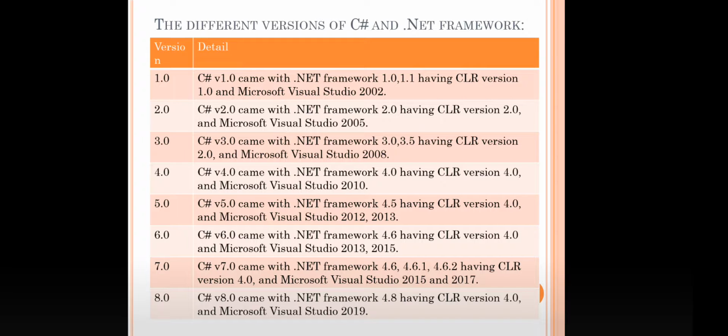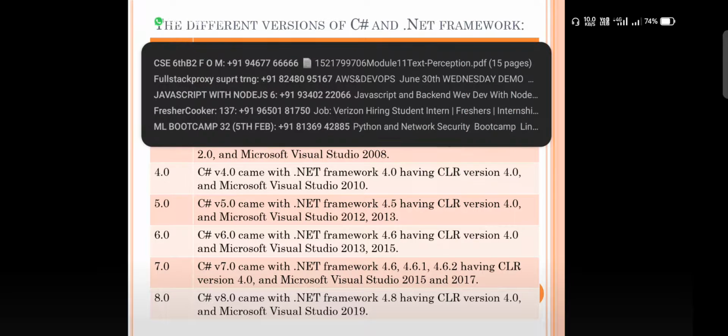Then version 2.0 and onward, the features became enhanced along with the .NET framework. And currently the version is 8.0, which comes with .NET framework 4.8 having CLR version 4.0. Here you can see, guys, the C Sharp versions go on one by one, 1.0, 2.0 up to 8.0, and when the C Sharp version is 8.0, the .NET framework is only at 4.8. It is not being modified because it already contains all the features. It has no need.